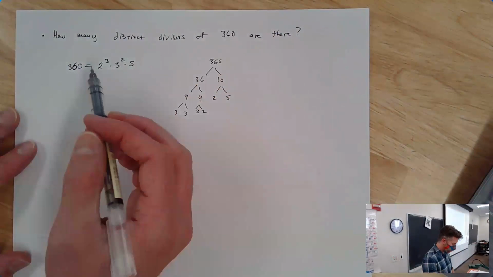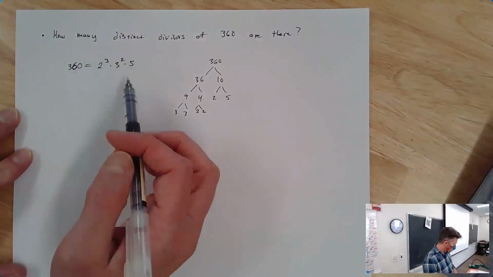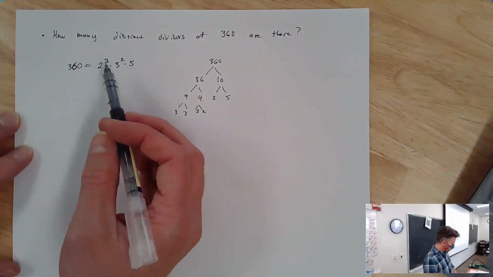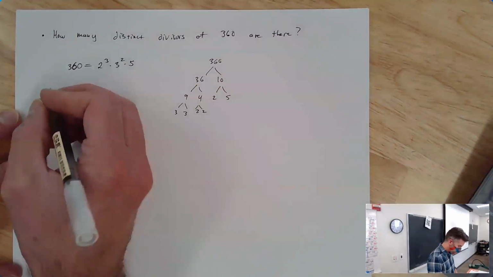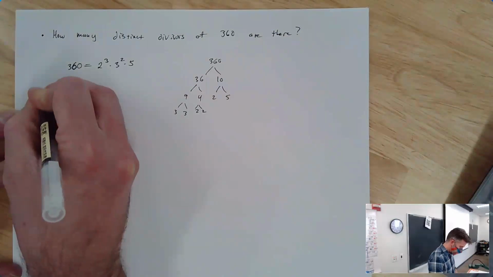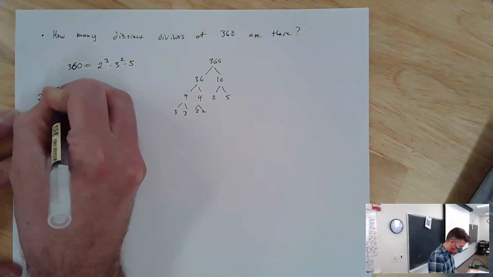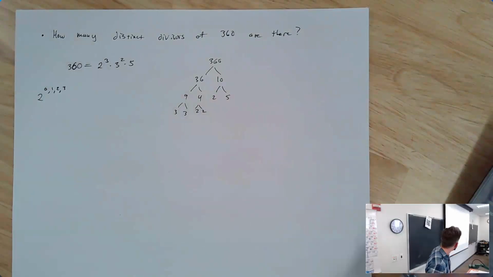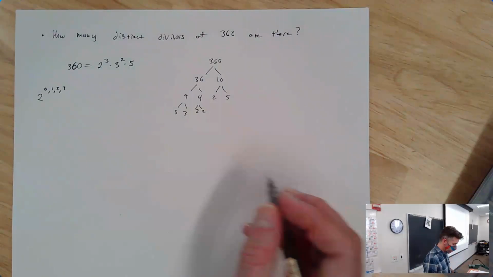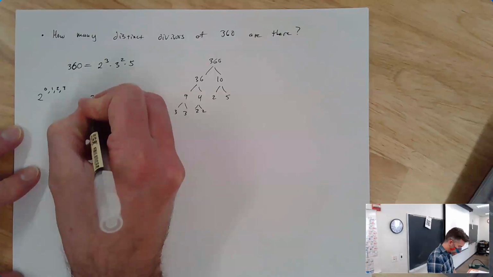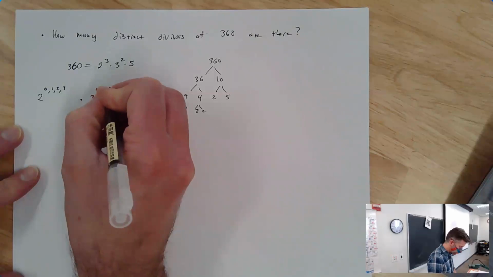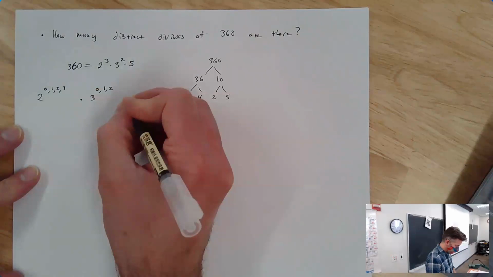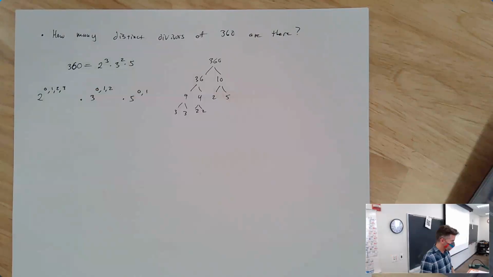So if I want to count all the different ways I can have a distinct factor, I can either have 2 to the 0th power, the first power, the second power, the third power. So there's 4 different choices for what power of 2 I can have. I can have 3 to the 0th, first or second. I can have 5 to the 0th or the first.